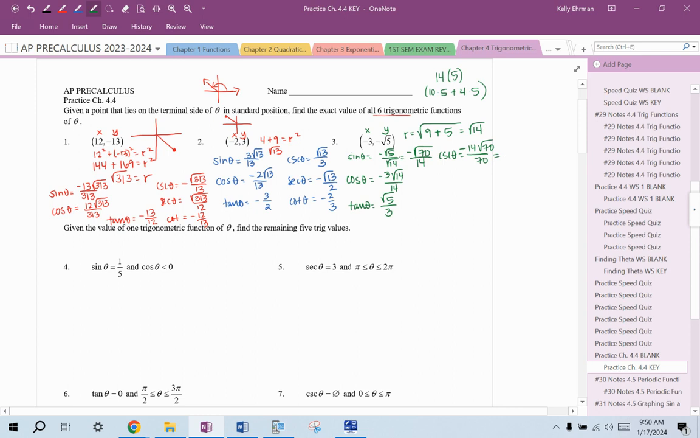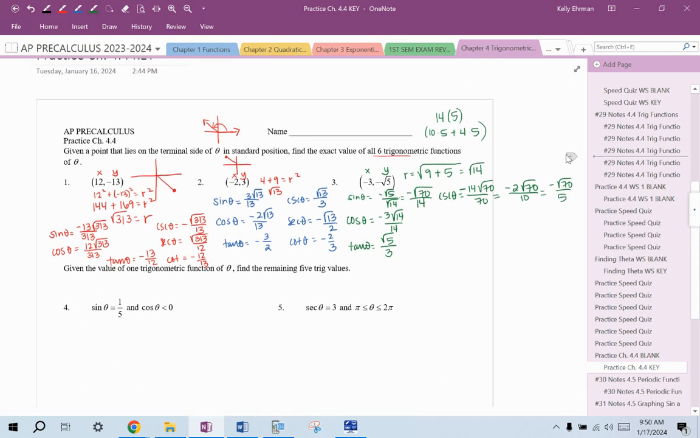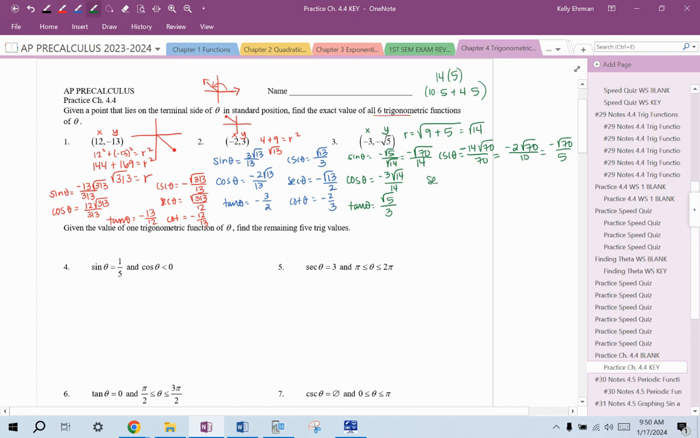And that can reduce. It can reduce by 7. Negative 2 radical 70 over 10. You can reduce by more than 7, but that's fine. I'll do it in stages. Negative radical 70 over 5. So I could have reduced by 14, I guess. All right, and secant theta is equal to, so this was negative 3 over radical 14, so it's going to be negative radical 14 over 3. And cotangent is going to be 3 over radical 5, so 3 radical 5 over 5.